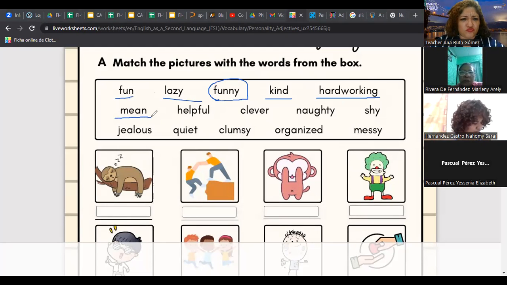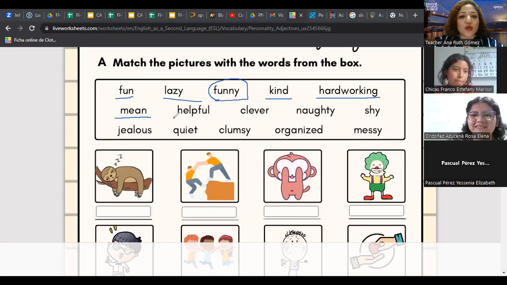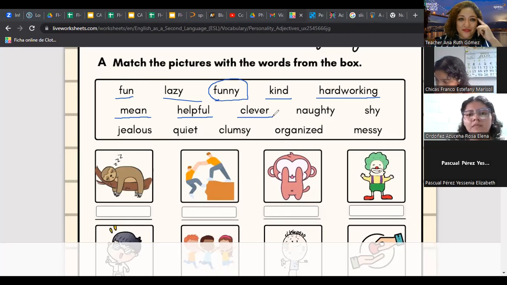What about mean? Malo. Malo con intención. Yes, very good. What about helpful? Helpful is alguien que le gusta ayudar, de ayuda, de mucha ayuda. Helpful. No se puede decir ayudador, right? So, but helpful is alguien que ayuda, right? Helpful. Clever. Clever is listo. It is a synonym of intelligent. It is a synonym of smart.